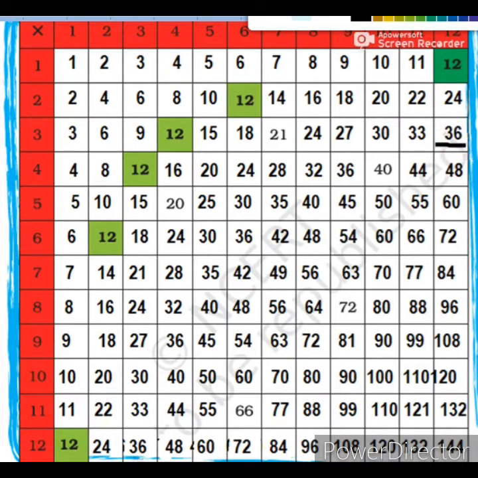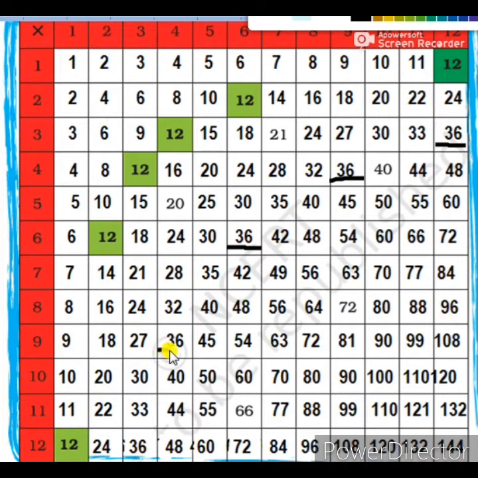After that, take the table of 4. 4 9s are 36. See that? So it is coming in the table of 4 also. So 4 is a factor of 36. Next one, see the 6 table. After 4, in the 5th table there is no 36. In the 6th table, 6 6s are 36. So 6 is also a factor of 36. After that there is no 36 in the 7th table, and the 8th table also has no 36.